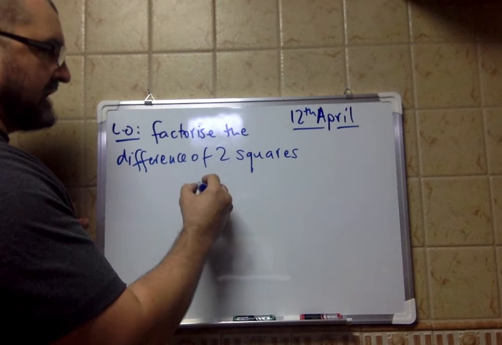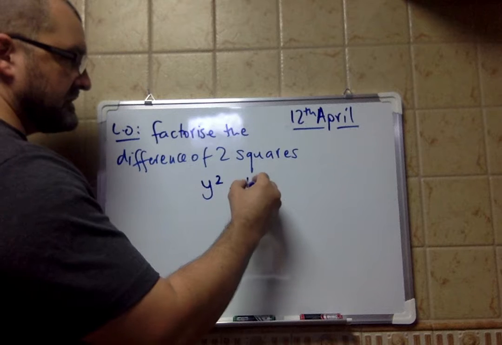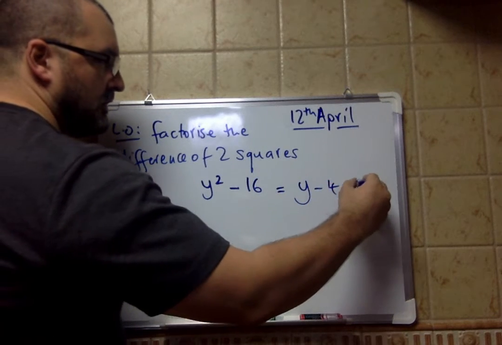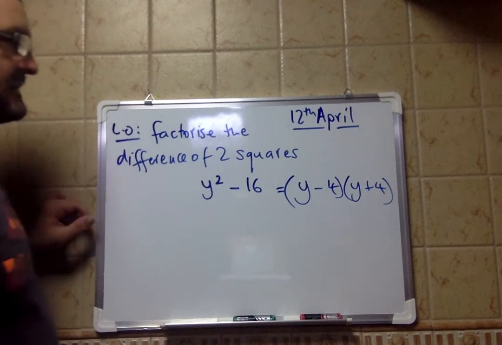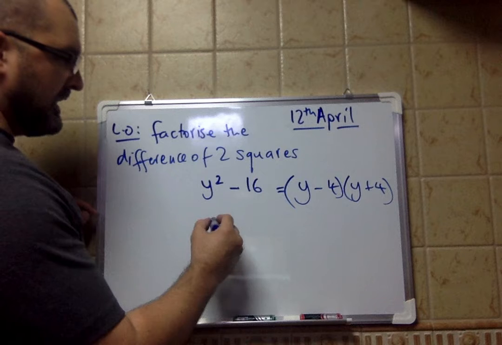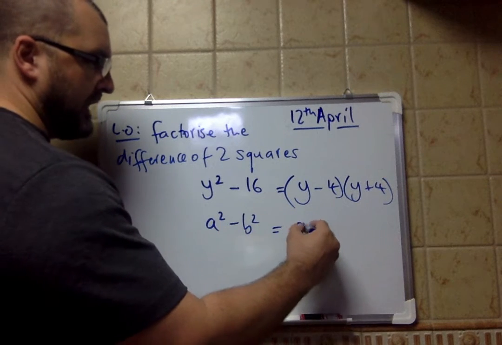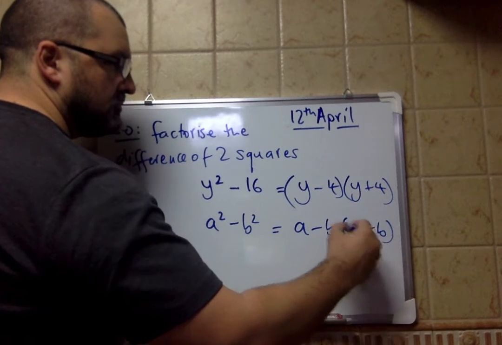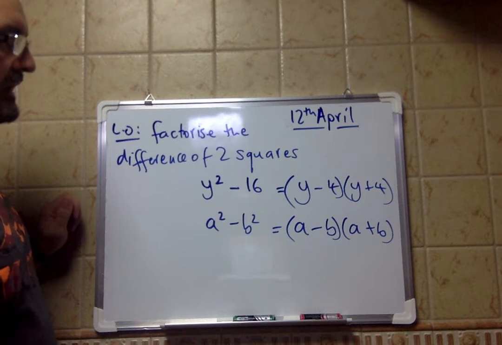Again, the letter is irrelevant. So y squared minus 16 would be y minus 4, y plus 4. We can have any letter. Even if they're both letters, a squared minus b squared would be a minus b, a plus b.